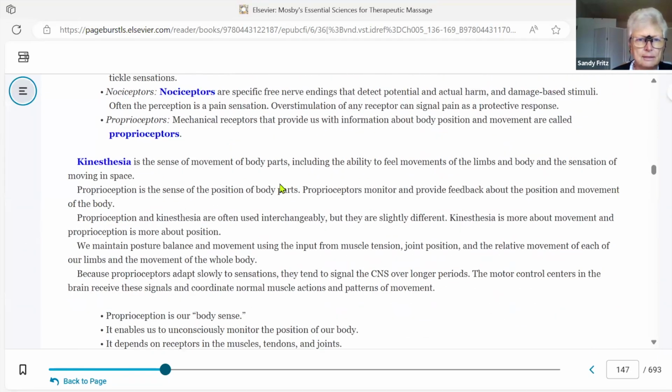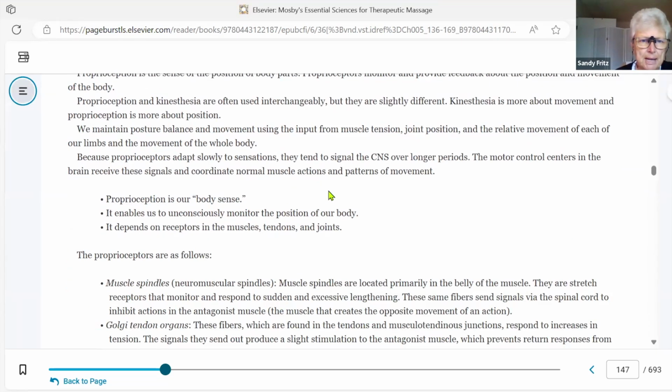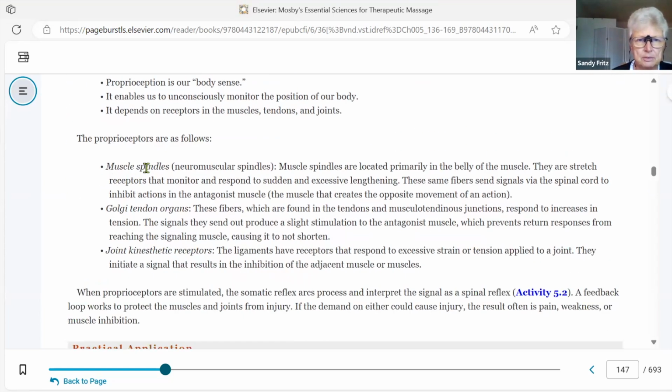Now, kinesthesia, this is the body sense. I mentioned this earlier in a previous chapter, about how we orient ourselves in space, how we know if we're standing up, laying down, what happens if that becomes distorted. So proprioception is our body sense that enables us to monitor the position of our body. And here are the receptors that do that. And we can pretty directly interface with these receptor mechanisms.